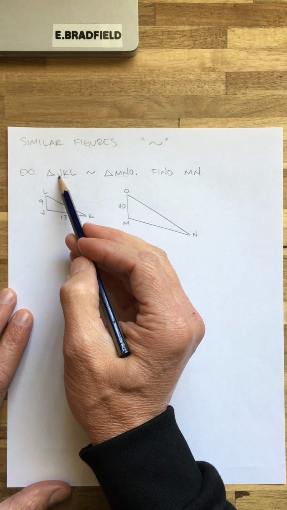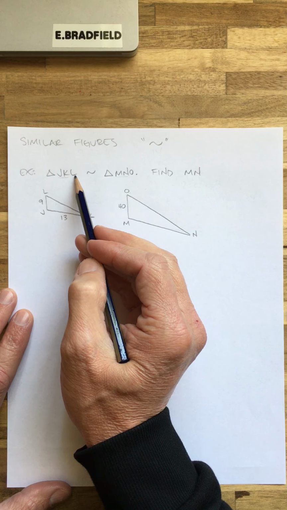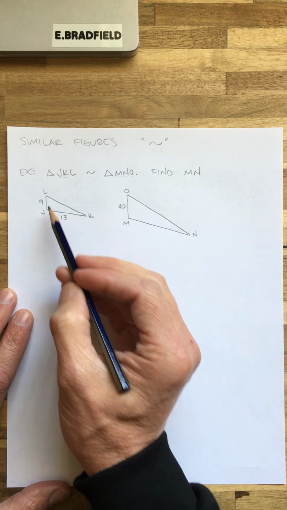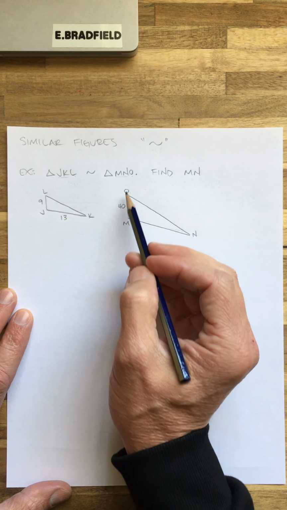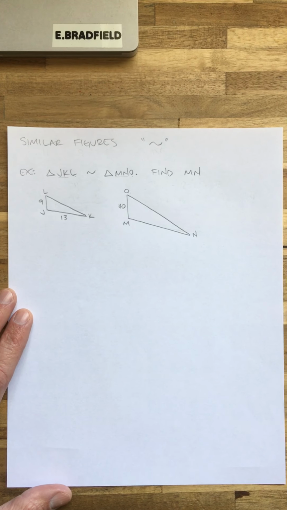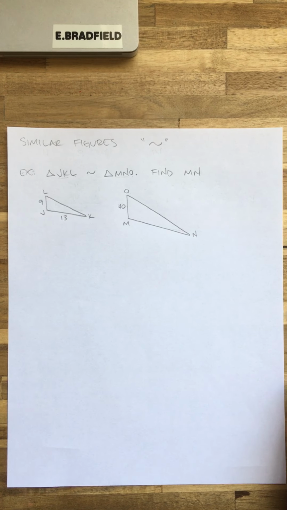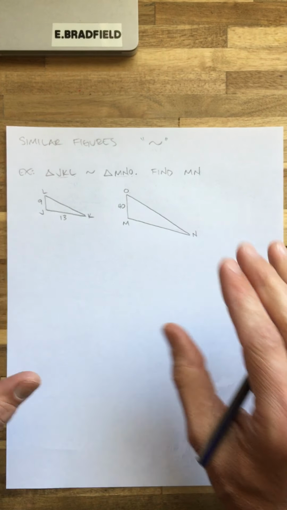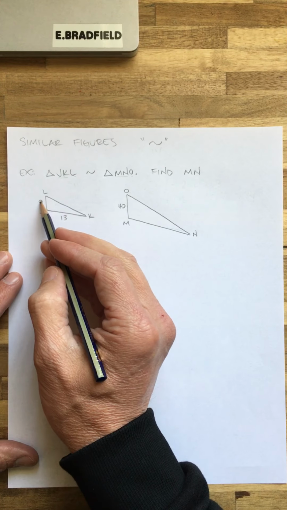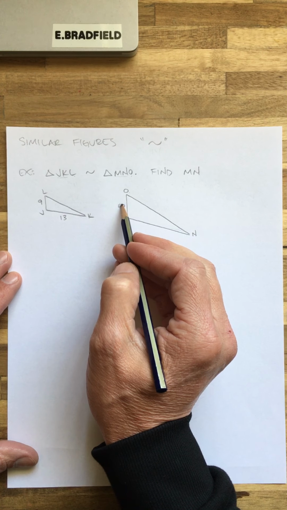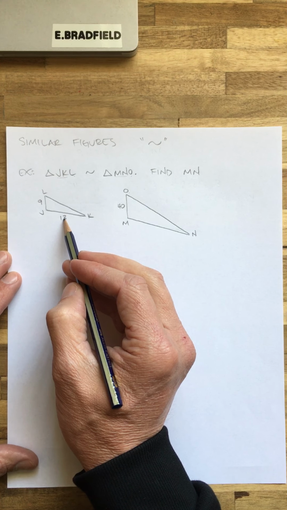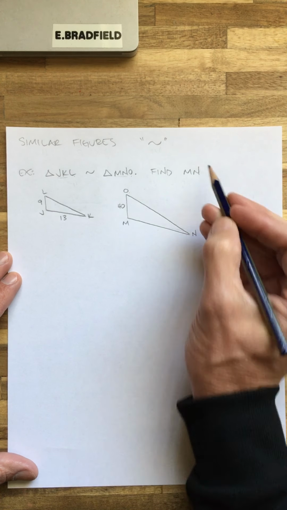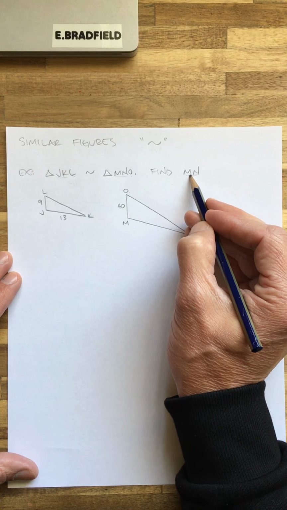What does JL match up with? Notice JL matches up with MO. JL matches up with MO. You notice that? So what we're going to do, because this is so easy, is just go ahead and warm up. We know that the 9 matches with the 40. We know that the 13 corresponds with MN. That's what we're trying to find, right? We're trying to find MN.